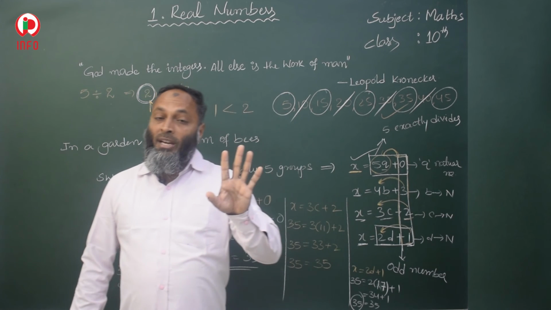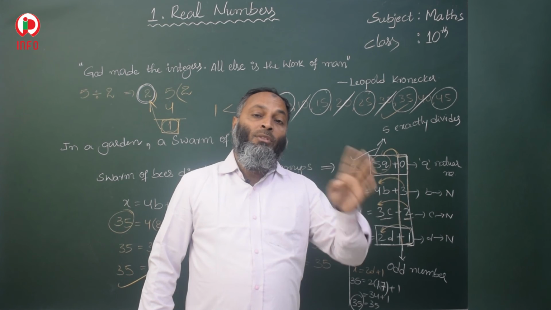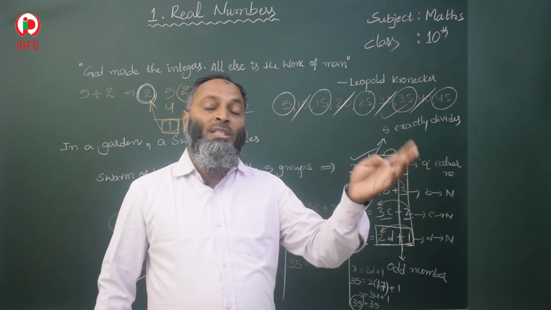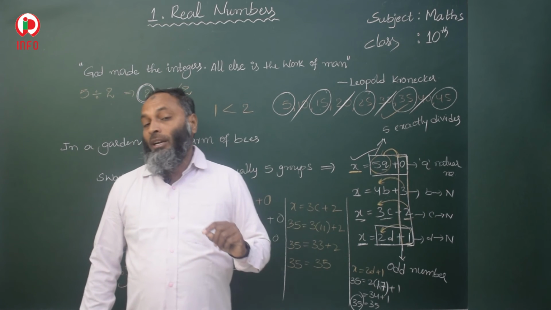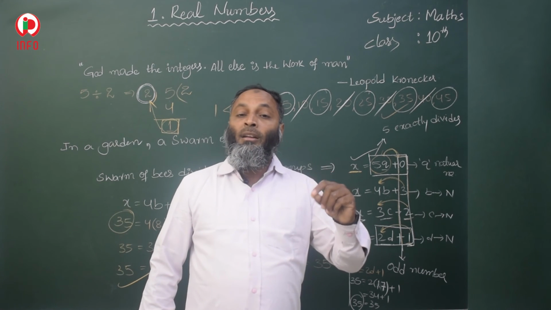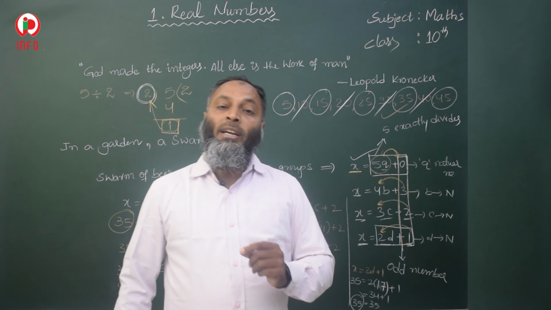If the divisor is 5, then the remainder is always less than 5. So what numbers will come? 4, 3, 2, 1, 0. These numbers will come. You should keep this in mind: when we divide any number, the remainder should always be less than the divisor.